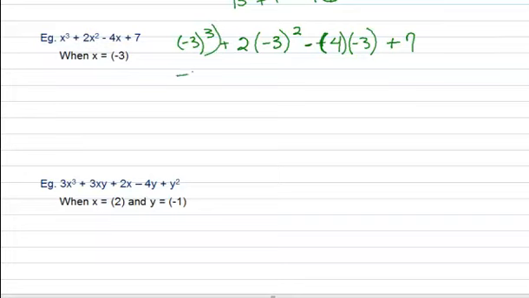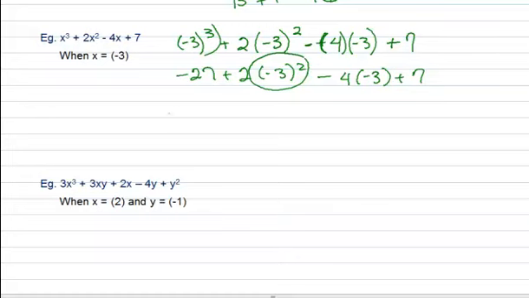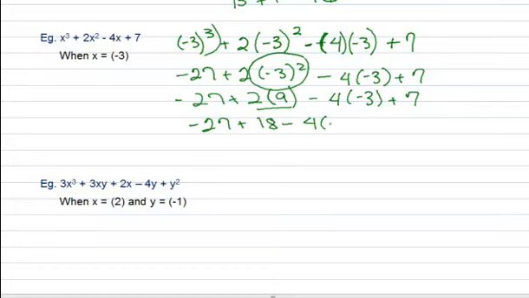So -3 cubed is -27. Then we'll do the next exponent. And -3 squared is 9. Keeping it in parentheses just to show that I'm multiplying. Now I'm going to go ahead and multiply. Multiply again. Negative times negative is positive. And now I just go in order.